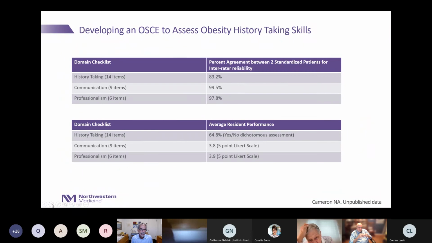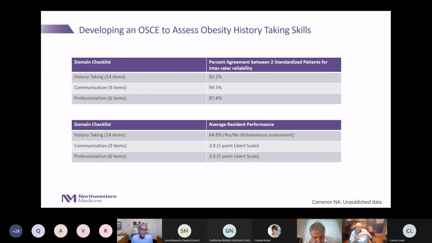And the first thing we did is that we wanted to validate the OSCE so that a standardized patient from any program can read our script and use our checklist in order to assess a learner on how to take an obesity history. And we had 2 standardized patients doing the exact same thing for what we call inter-rater reliability. We did very well in communication professionalism. They really saw the exact same thing. History taking was a little more challenging. They were hearing something different from the resident, but we're able to get them to agree over 80% of the time.